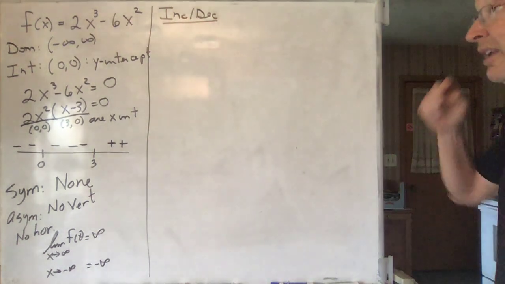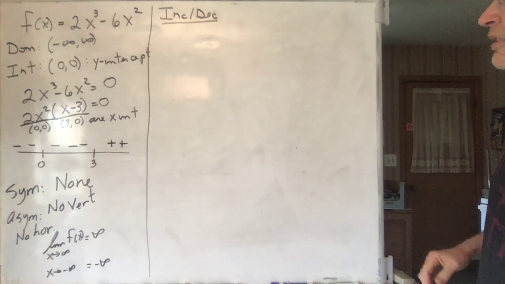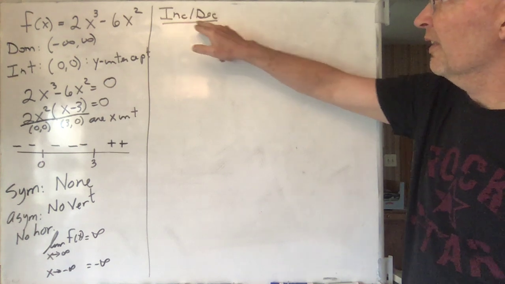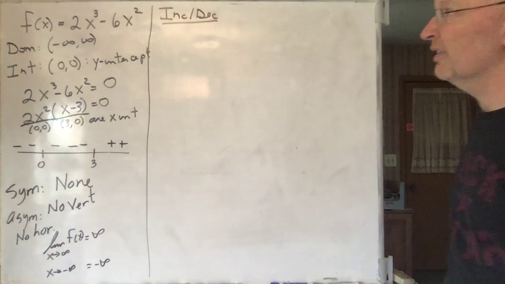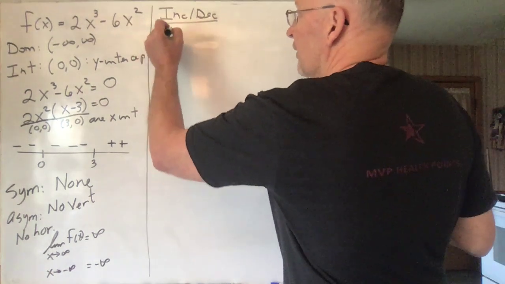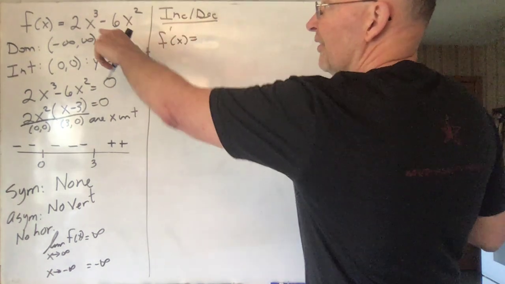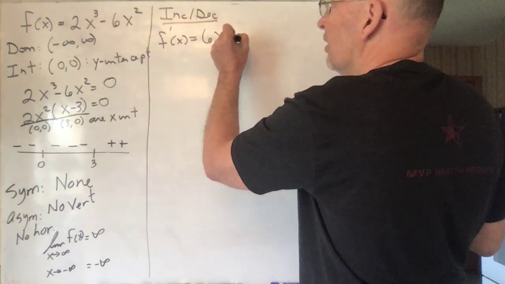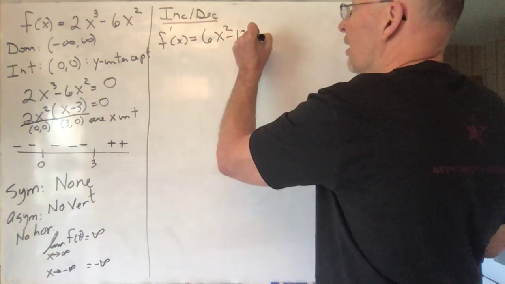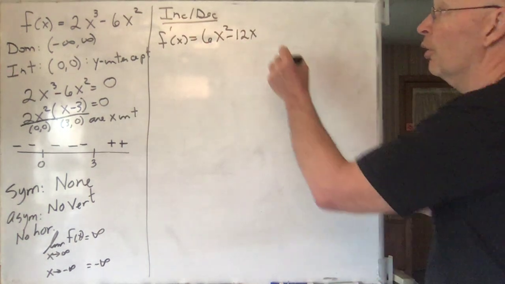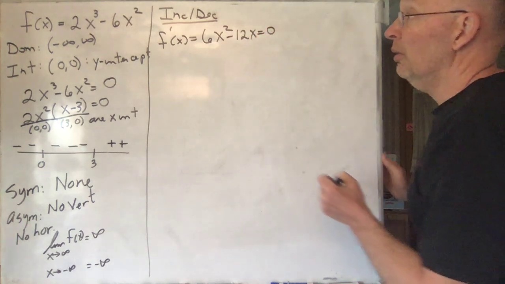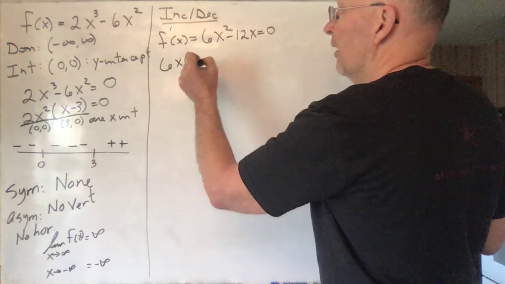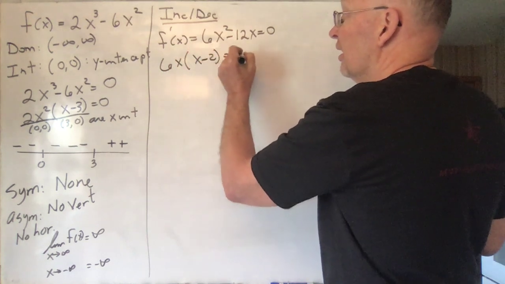Okay, this is where we need derivatives, because as we just learned in the last lesson, it's increasing wherever the derivative is positive. It's increasing there, and it's decreasing when the derivative is negative. So let's go ahead, take the derivative. It's easy enough. We're going to get 6x squared minus 12x. There's the derivative. We want to know where that's going to be 0. So I'll factor a 6x out of both of them, and I'm left with x minus 2 is equal to 0.